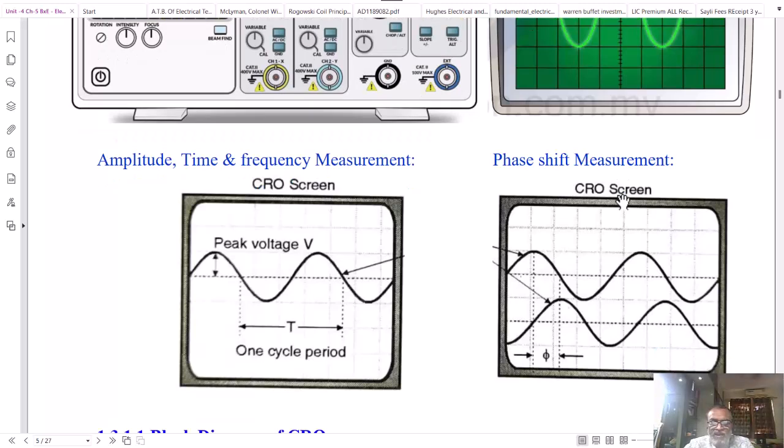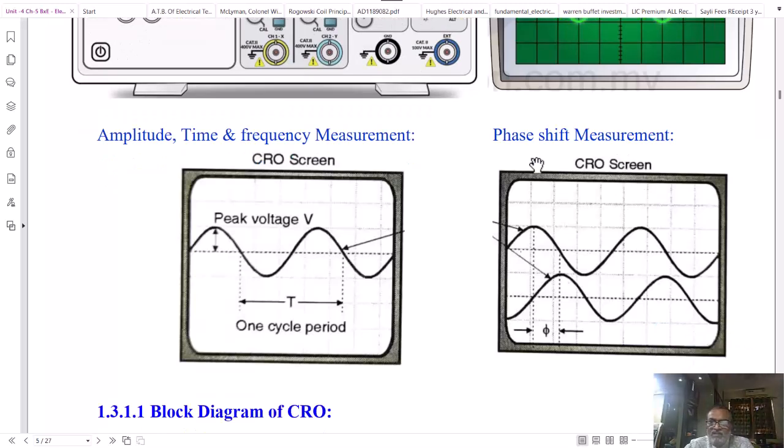The phase shift can be measured by using the difference between the two reference points. For example, here the first signal is at 90 degrees and the second signal is at 0 degrees. So if we check the zero crossing of the two signals, the time difference between the two zero crossings is related to the phase angle phi.